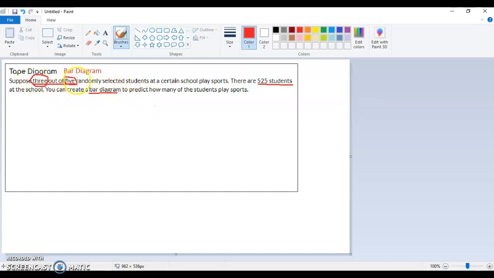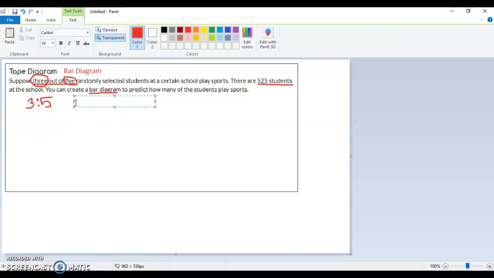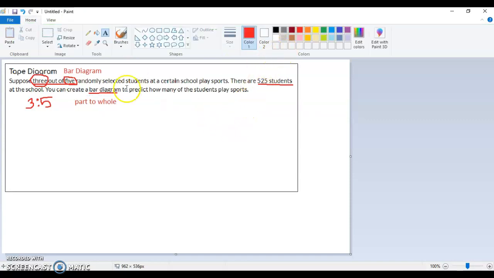So this says suppose 3 out of 5. I want to ask, is this a whole to part or part to whole? Well, I know 3 is part of the kids because they can't all play sports. And then it says out of 5, so that's the total. So it's part to whole. If it's a part to whole, we have to rewrite it so that it's a part to part.